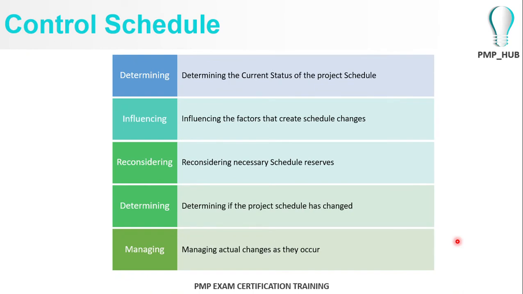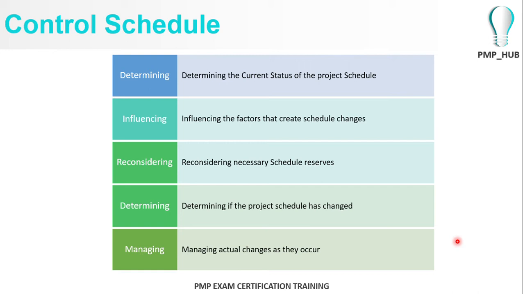Control Schedule process involves you as a project manager. Firstly, you should understand the current status of the project schedule and where it is now as per the project schedule. And you will have to understand the current factors influencing schedule changes. As a project manager, you need to understand what are the factors that are influencing your project schedule to make changes, the factors that cause your project schedule to overrun.